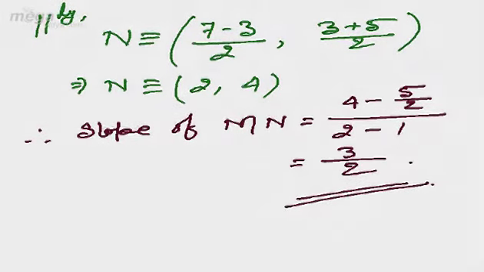Thank you, and I hope you will understand the topic: slope of a line when the line is inclined with the x-axis at an angle psi, and when the line is passing through two given points.